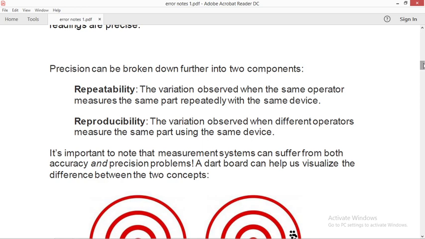Now, reproducibility is where the variation is obtained when different operators measure the same part using the same device. Over here the operator was the same, and over there the operators are different.